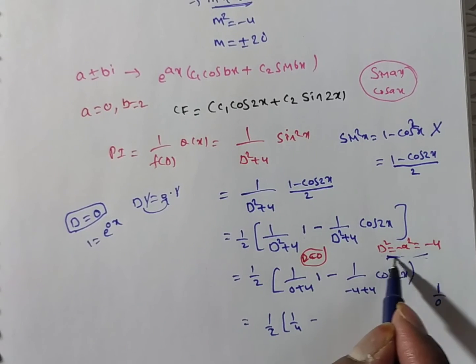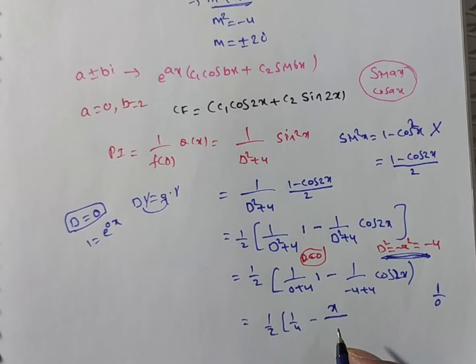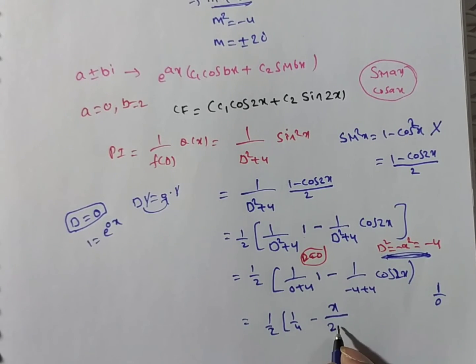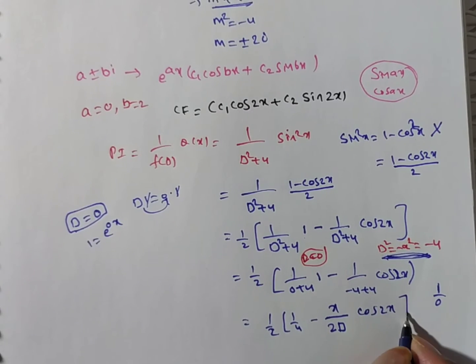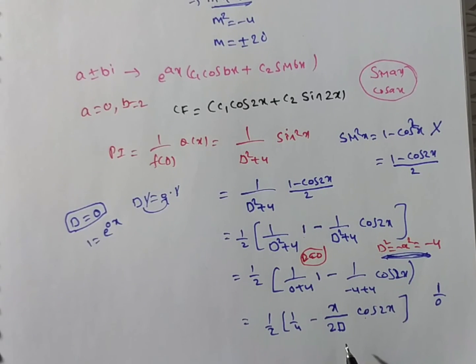So what do you do here? The case is failure. Whenever the case is failure, that is, when the denominator is 0, the case is failure. So in that case, the numerator you write as x and the denominator you differentiate. That's it. What is the differentiation of the denominator? 2D plus 0 into cos 2x. Friends, you see, again it is 0. Suppose again it is 0, again you write the numerator with x and differentiate the denominator. That's it. No need to remember any formula. Simple.